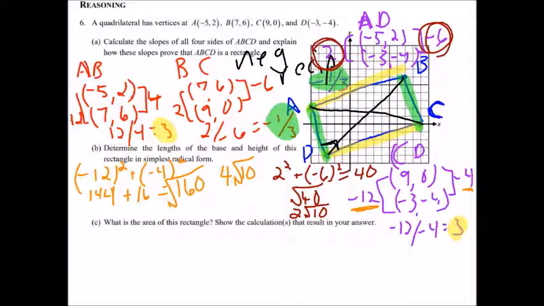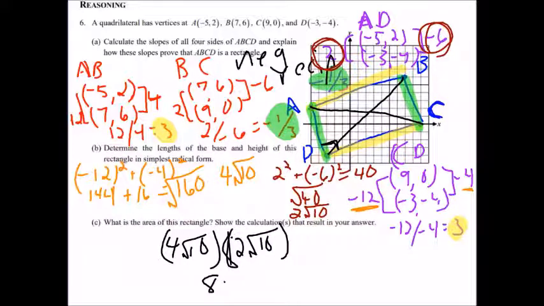And then finally, find the area. So it would be base times height. So it would be 4 radical 10 times 2 radical 10. 4 times 2 is 8. Radical 10 times radical 10 is 10. So that's 80. And I don't think it gave us units, so square units.